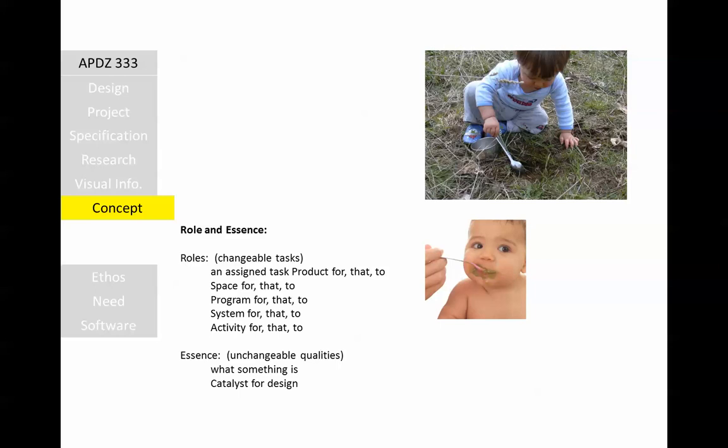Color can also be the essence of an object, as long as it's not something that can potentially change, or if it maybe does change, like thermochromic ink or glow in the dark objects, then that is still the unchangeable quality of those things. So remember, roles and essence, very different from form and function, but have a very specific purpose within the process of design and concept development.